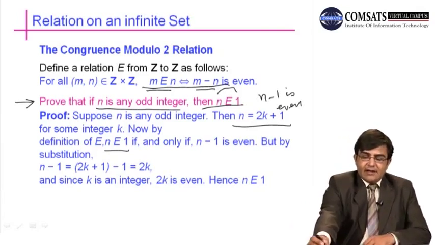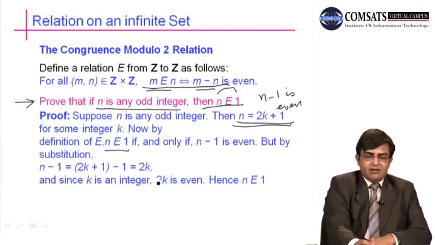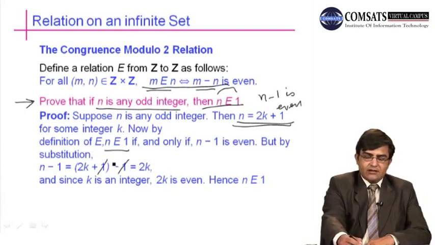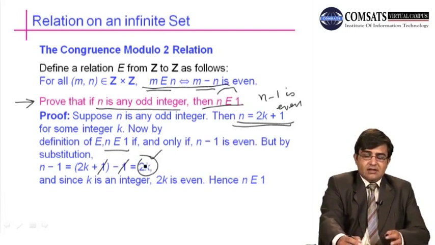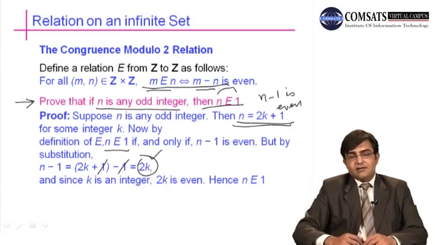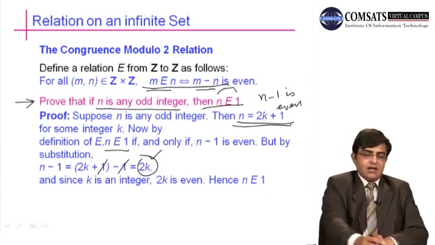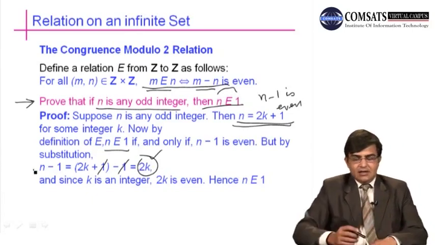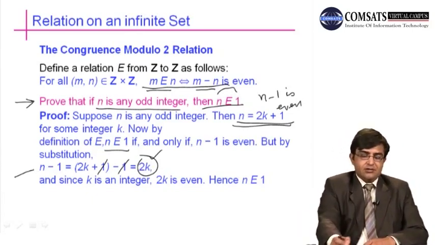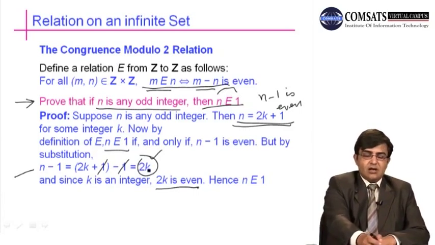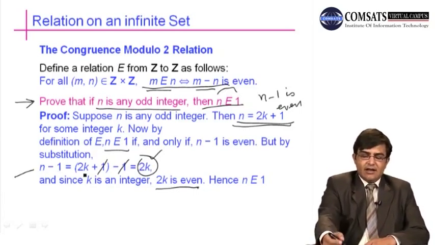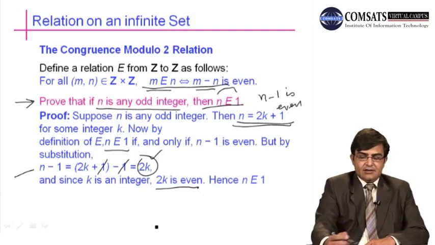We have defined n as 2k plus 1, so n minus 1 will be 2k plus 1 minus 1. The 1 cancels with 1, and we get 2k, where k is some integer. Any integer which is a multiple of 2 is always an even integer. Because 2k is equal to n minus 1 and 2k is even, n minus 1 is even, and hence n is related to 1.